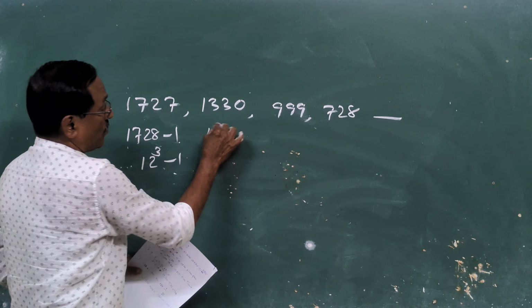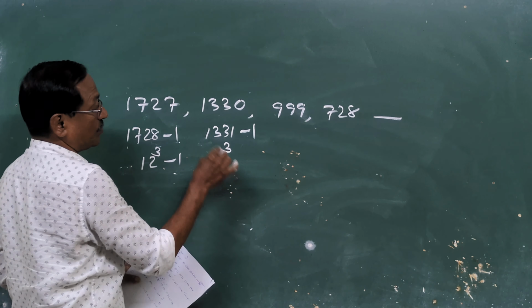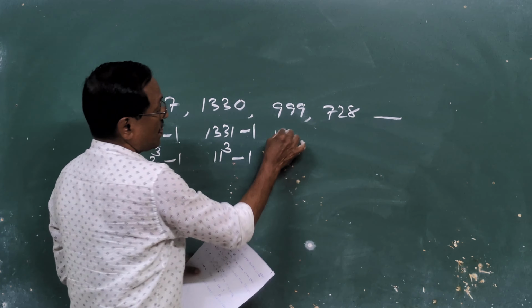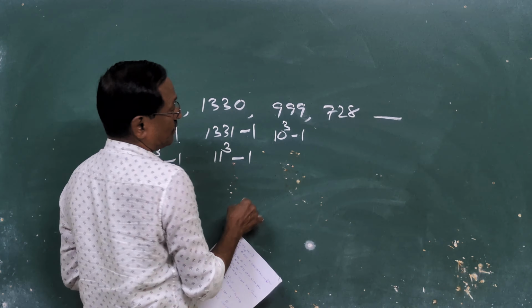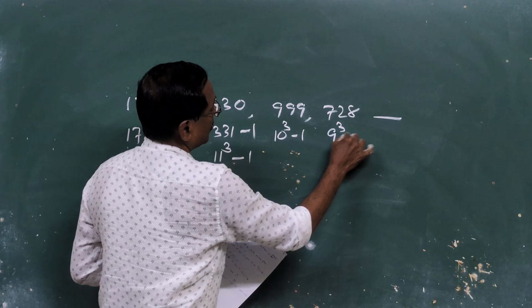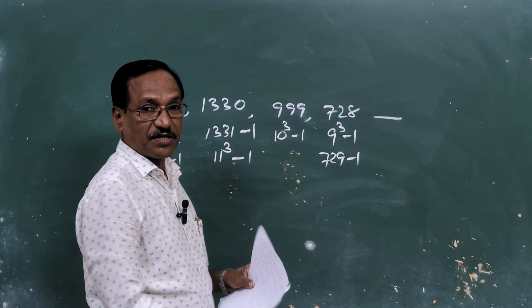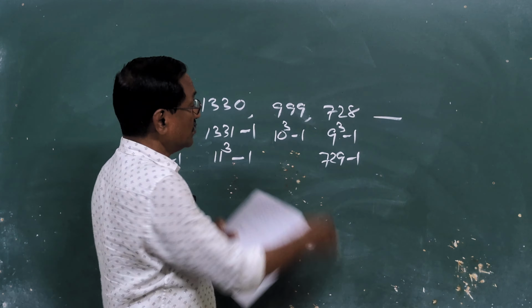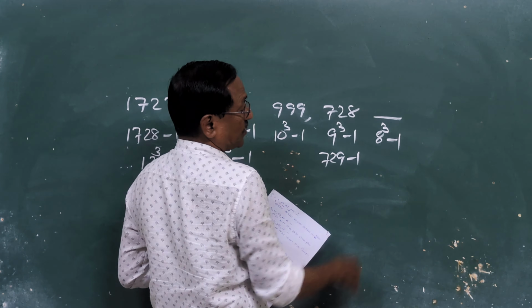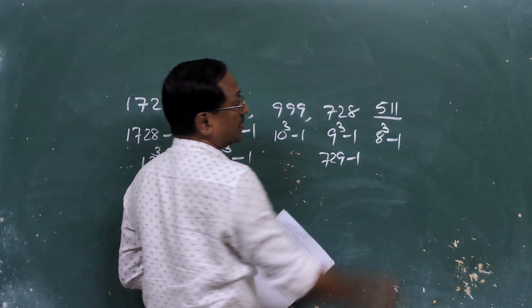And this is 1331 minus 1. 1331 is 11 cube. So 11 cube minus 1. Next is 10 cube minus 1. Next is 9 cube minus 1. 9 cube is 729, 729 minus 1. So the next one we expect is 8 cube minus 1. 8 cube is 512. 512 minus 1 is 511.